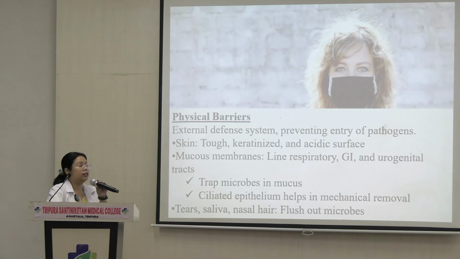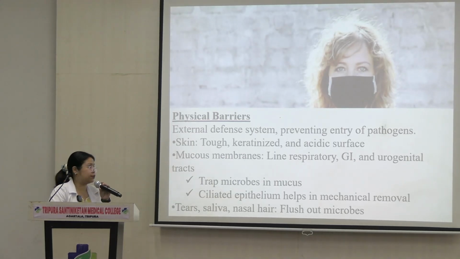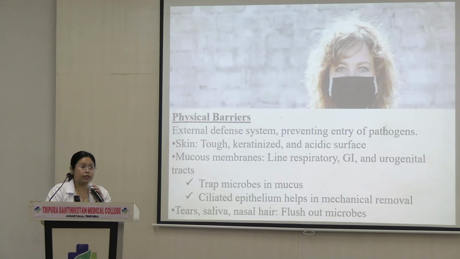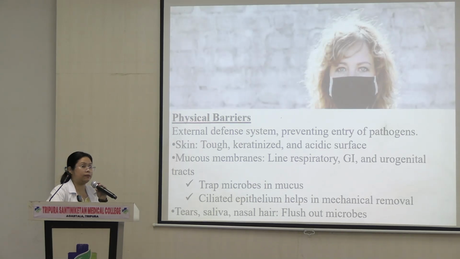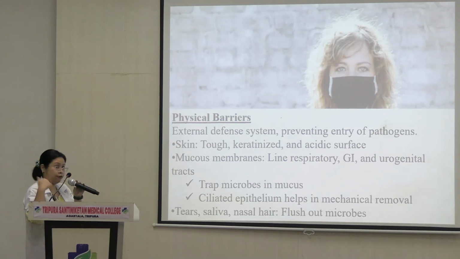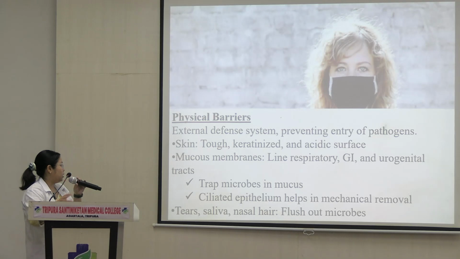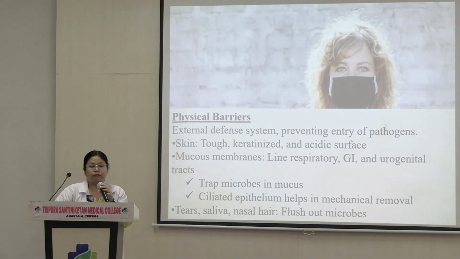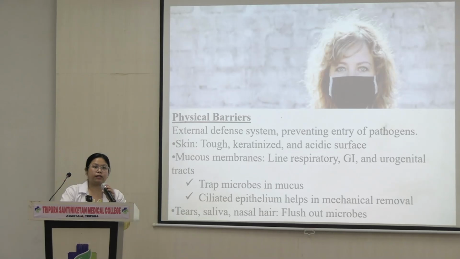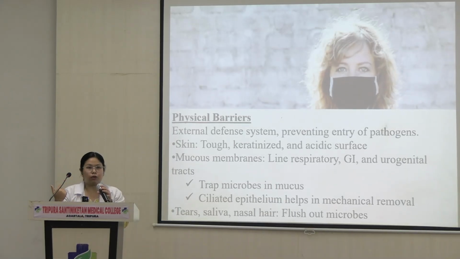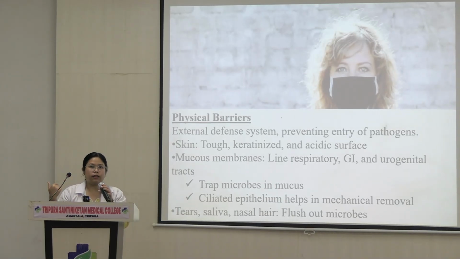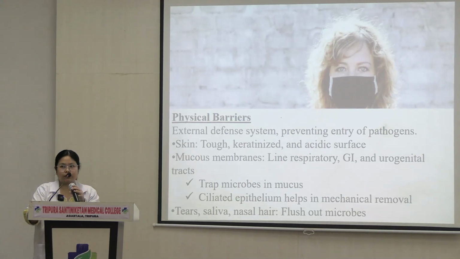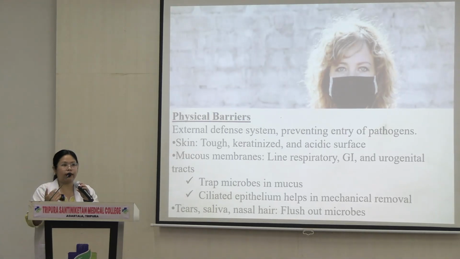The mucous membrane lines our lower respiratory tract, GI tract, and urogenital tract. It produces mucus and physically stops bacteria from entering the body or going further into the body. Then tears, saliva and nasal hair flush out microbes. The hair present in our nostrils and ears is important because it stops dust particles, bacteria and everything from entering.